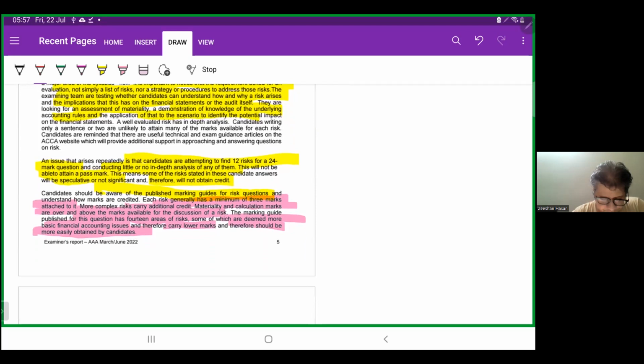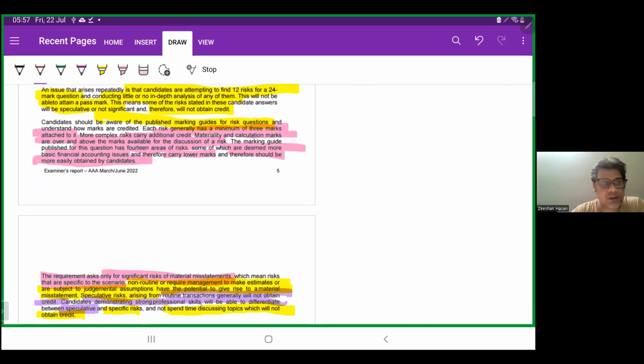Now, an issue that arises repeatedly is that candidates are attempting to find 12 risks for a 24-mark question and conducting little or no in-depth analysis of them. This will not attain a pass mark. This means some of the risks stated in these candidate answers will be speculative or not significant and therefore will not obtain credit.